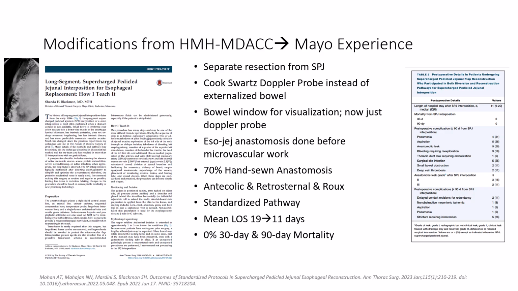We perform esophagojejunal anastomosis before we do our microvascular work. 70% of the time we will perform a hand-sewn anastomosis, or perform a circular stapled or linear stapled anastomosis depending on time. We perform an antecolic route and retrosternal route and Roux of jejunum in most cases. We have a standardized pathway that we follow. Our mean length of stay was 19 days, and we were able to reduce it to 11 days after these modifications were performed. And we had a 0% 30-day and 90-day mortality rate, which remains today.